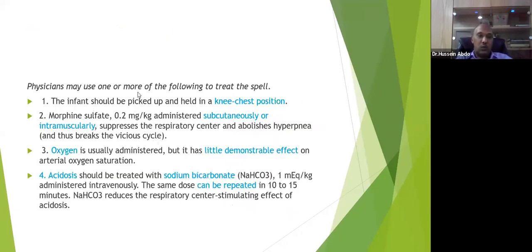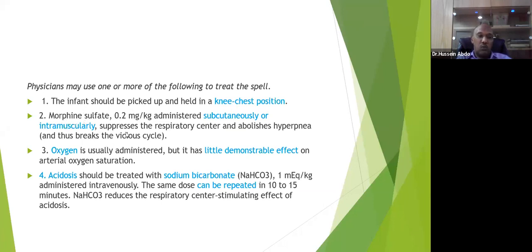So to abolish this, we need to ask the mother to put the patient in knee-chest position. What is the mechanism of knee-to-chest position? This will increase the systemic vascular resistance. Knee-chest position will increase the systemic vascular resistance. And this is one of the main interventions that we need to do in the management of cyanotic spells.